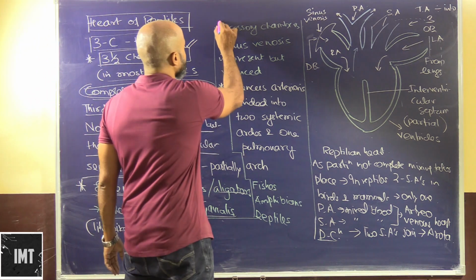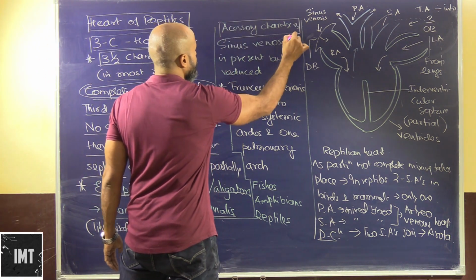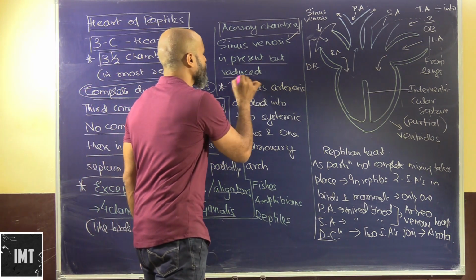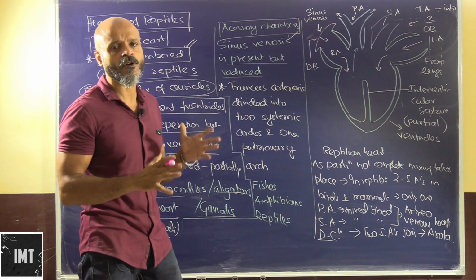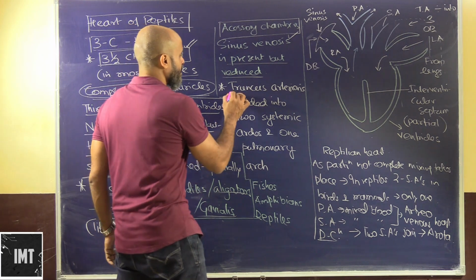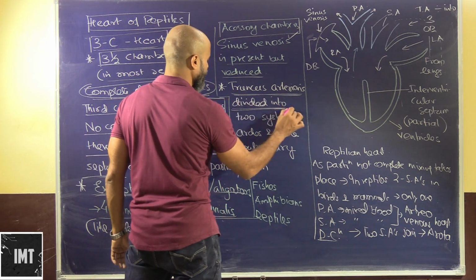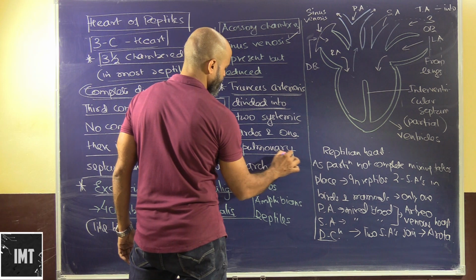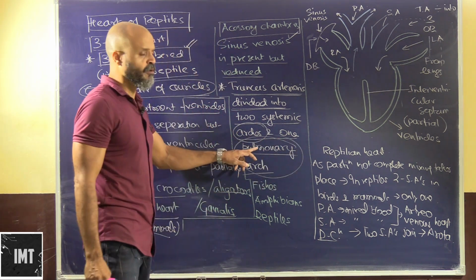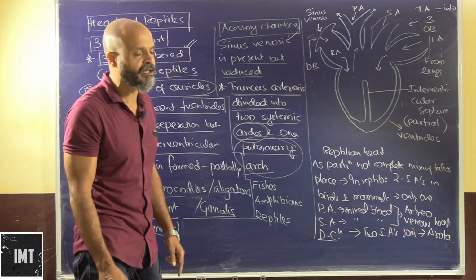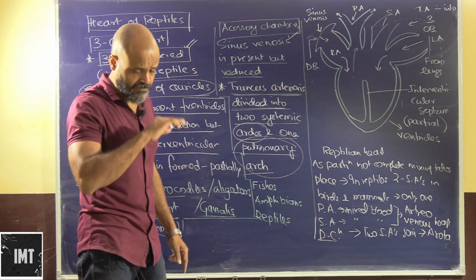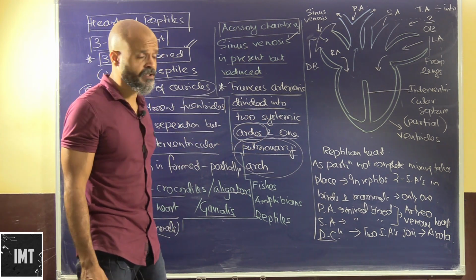Now, accessory chambers. What are the accessory chambers out here? Sinus venosus, which is basically collecting the deoxygenated blood, is present but reduced. It's not of that high proportion as it is in fishes and amphibians. Truncus arteriosus is now divided into 2 systemic arches and 1 pulmonary arch. The pulmonary arch is carrying the deoxygenated blood to the lungs, and the systemic arches are carrying the blood to the different organs of the body.